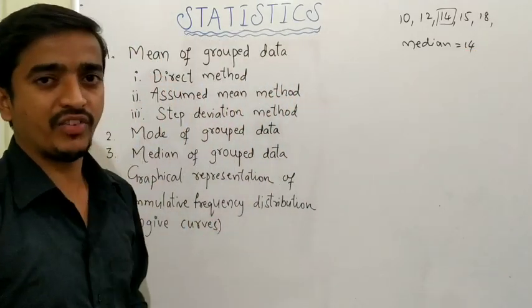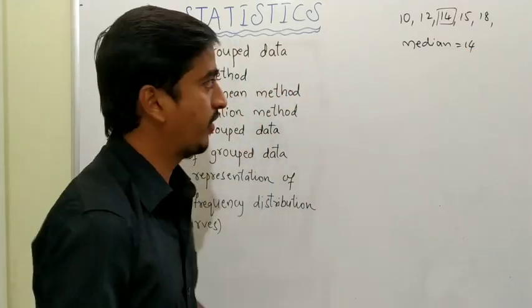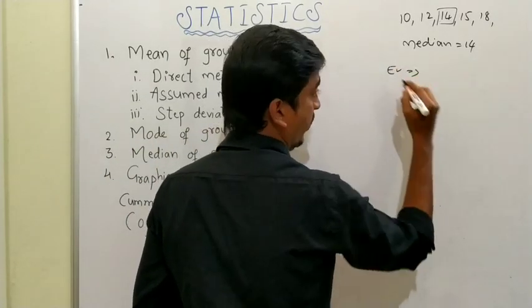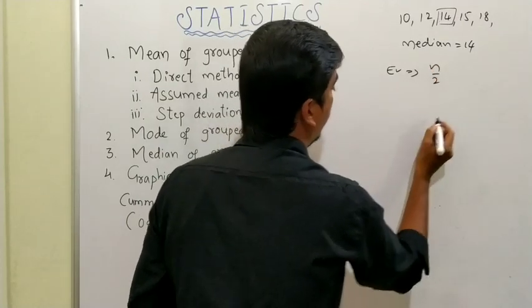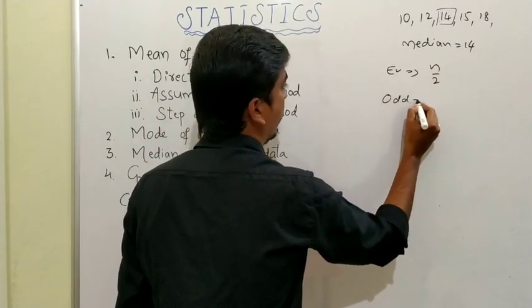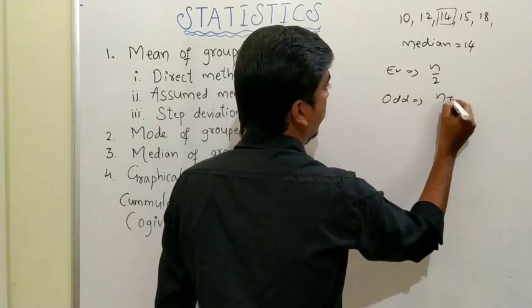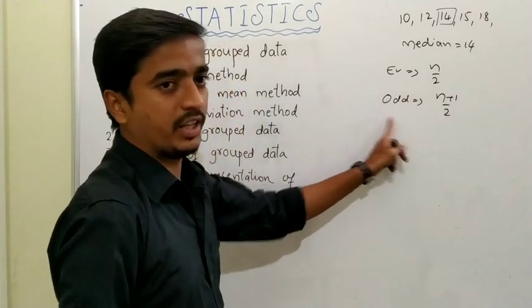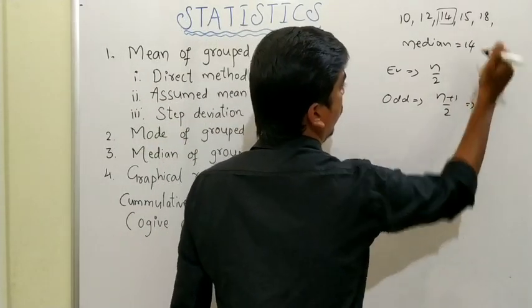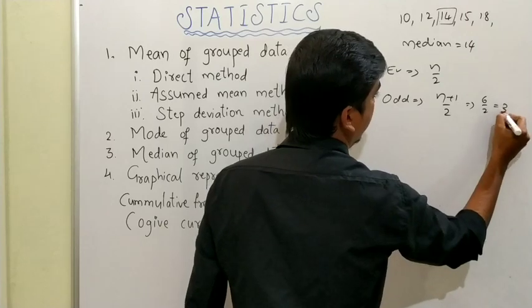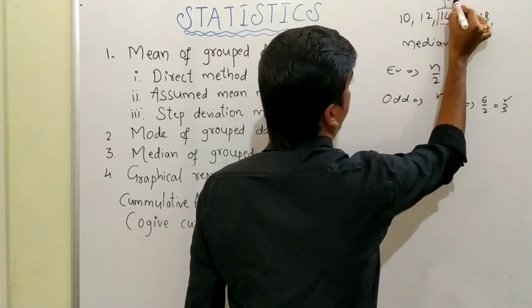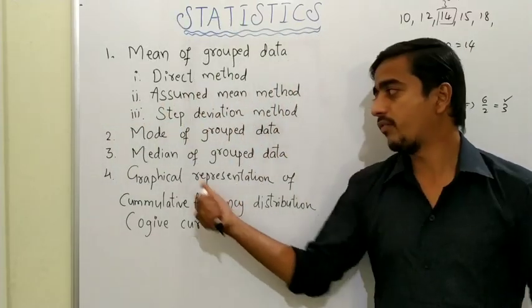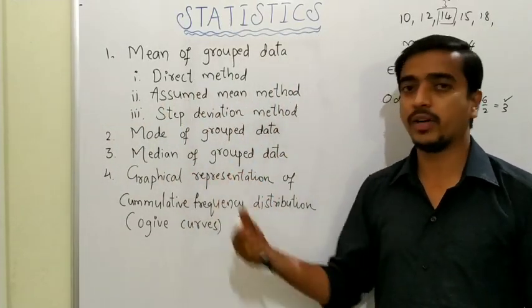We can find the median for an even number of observations and an odd number of observations also. For an even number of observations, we can find the median by n by 2, and for an odd number of observations we can find the median by n plus 1 by 2. Here it is 1, 2, 3, 4, 5, so there are 5 observations, odd. The n value is 5, 5 plus 1 is 6, 6 by 2 is 3. So the third observation is the median. This is the process to find the median for ungrouped data. In this chapter we will learn finding the median for grouped data.